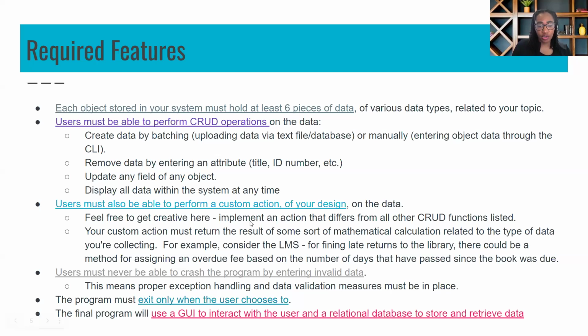And then the user must also be able to perform a custom action, something that you select. So based off of what type of data you're storing in your system, you'll define some sort of custom feature, and it has to be something that makes a calculation and returns a value. So, if we go back to the library management system, for example, a custom action might be a method for assigning an overdue fee based on the number of days that have passed since the book was checked out. Something like that for your project.